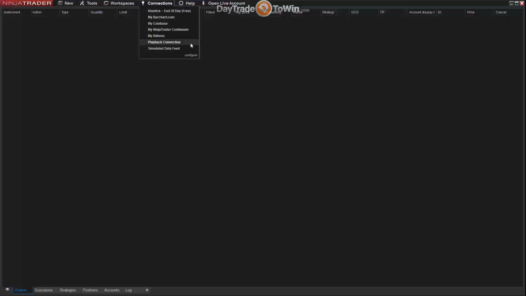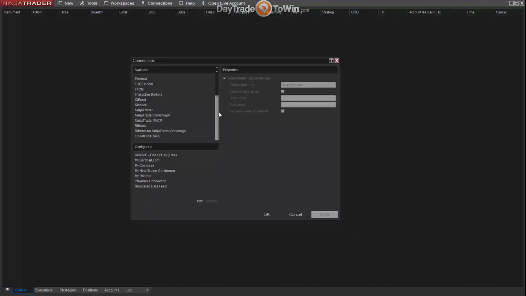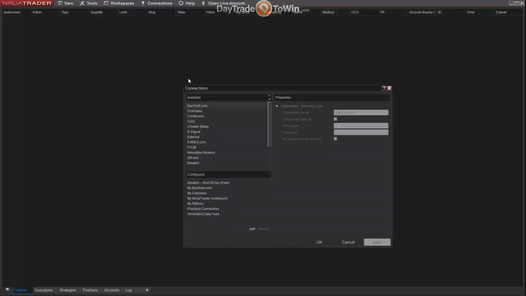So to do that, Connections, Configure, and then we have a bunch of connection providers. If you are seeing very few connection providers, it's possible that you installed NinjaTrader using a license key that provides fewer options. And you can change your Ninja license key by going to Help and License Key. But for 99% of the people watching this video, you'll probably just go to Configure and see all these different options here. Now, the one that you're looking for is called NinjaTrader Continuum.